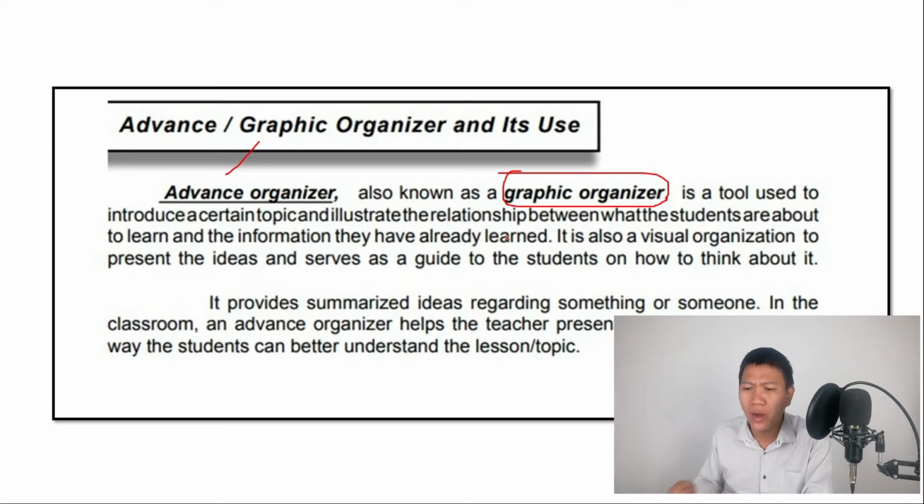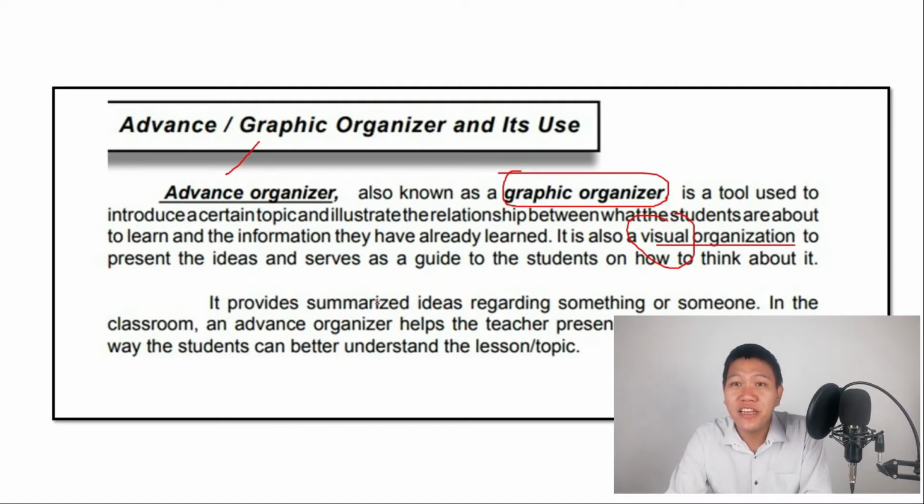It is also a visual organization, meaning to say something that can be seen, to present the ideas and serves as a guide to the students on how to think about it. It provides summarized ideas regarding something or someone. Remember what I said a while ago? In a linear textual aid, you cannot skip, so you have to start from the beginning up to the middle, going to the end. On the other hand, if it's non-linear, you have the liberty to proceed to any reading path you would like to. So this is related to that, so you can summarize ideas using it.